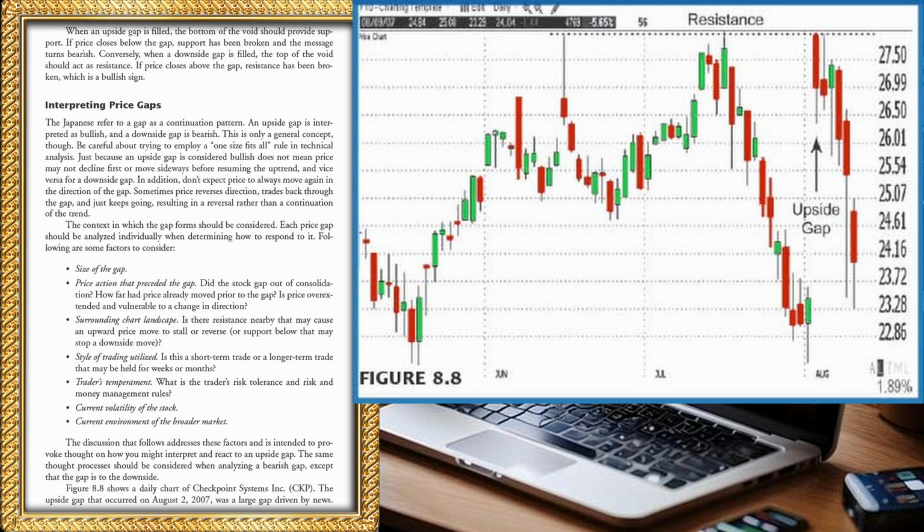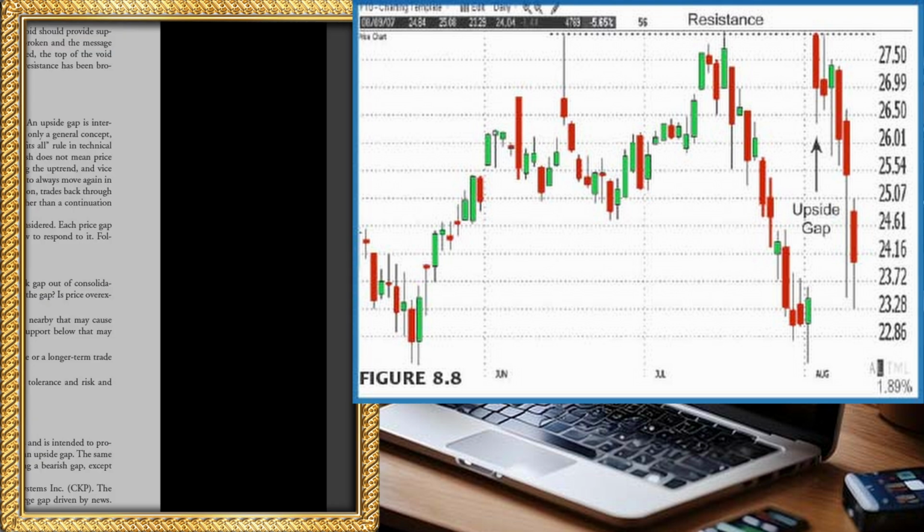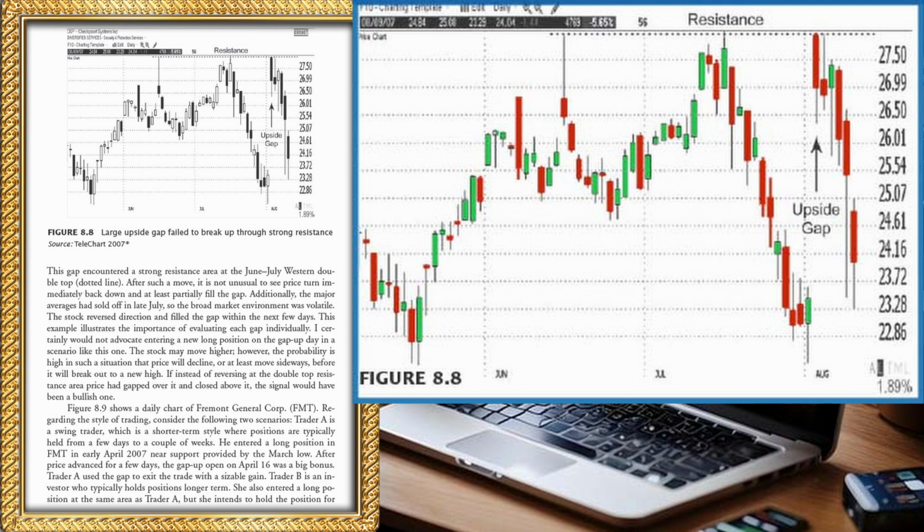The upside gap that occurred on August 2, 2007 was a large gap driven by news. This gap encountered a strong resistance area at the June to July Western double top dotted line. After such a move, it is not unusual to see price turn immediately back down and at least partially fill the gap. Additionally, the major averages had sold off in late July, so the broad market environment was volatile. The stock reversed direction and filled the gap within the next few days.